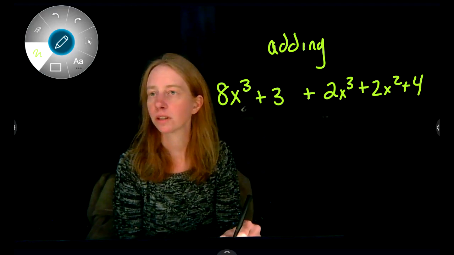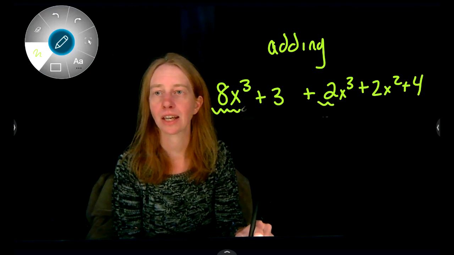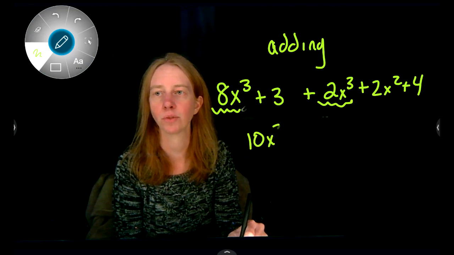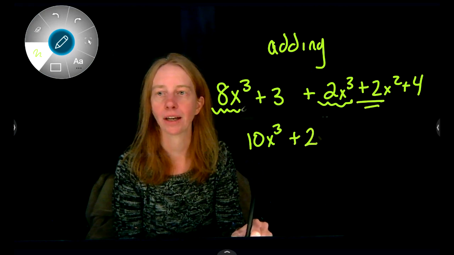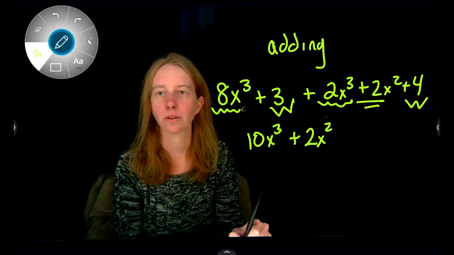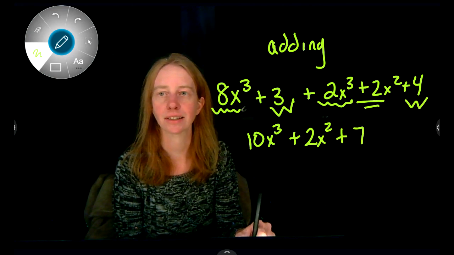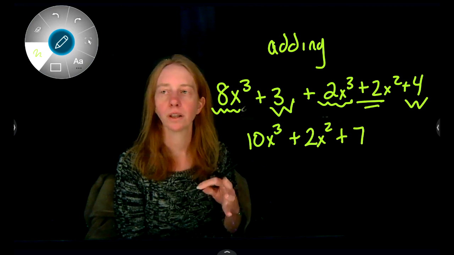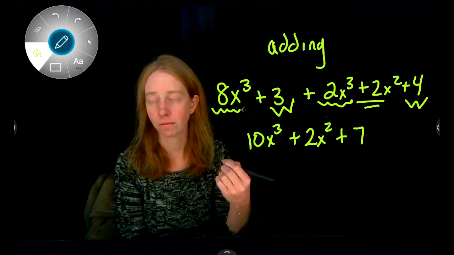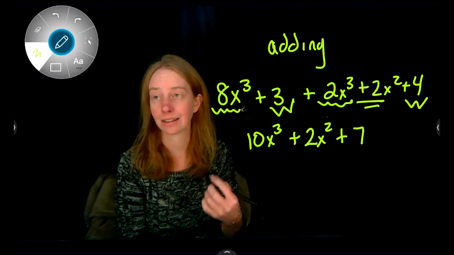Okay, so we're just looking for things that match. The x cubes are a match. 8 plus 2 is 10x cubed. I don't have anything that matches the x squared, so I'm going to go ahead and write that as 2x squared. And then my last one is going to be the 3 and the 4. So plus 3 plus 4 is plus 7. Okay, so really you're just looking for like terms, that's x's or whatever variable it is that has the same letter.